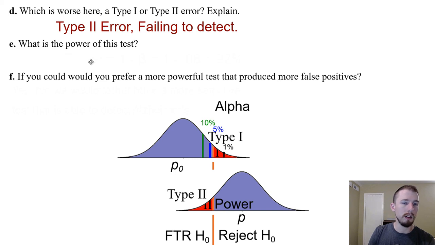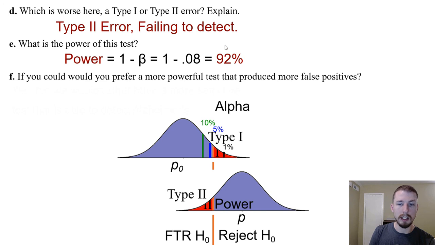So what's the power of the test? The power of the test is the ability for it to detect it. So that's going to be 1 minus the type 2 error, or beta. In this case, they said it was 8% for the beta, so there would be 92%. So of all the seniors that have Alzheimer's, 92% of the time we would be able to detect them.